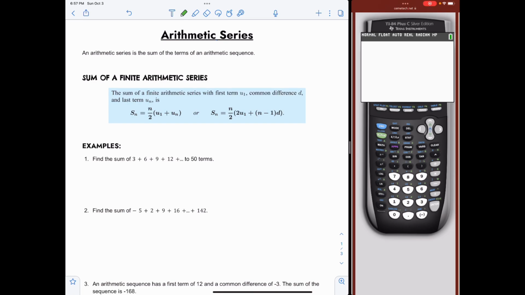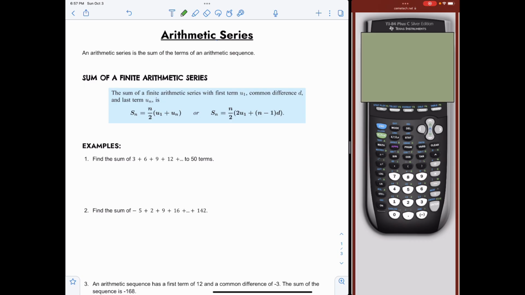Today we're going to talk about arithmetic series. An arithmetic series is the sum of the terms of an arithmetic sequence. In order to find the sum of a finite arithmetic series, we have to understand that we will have two formulas that we can use depending on what we have.